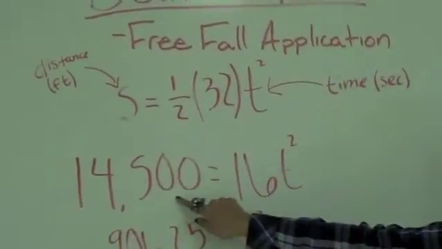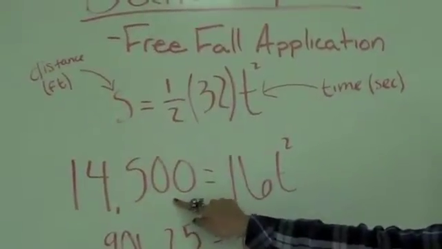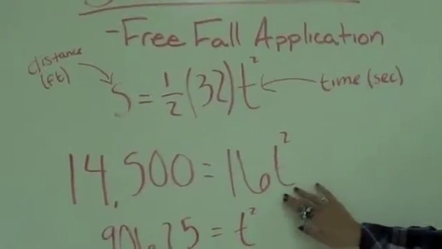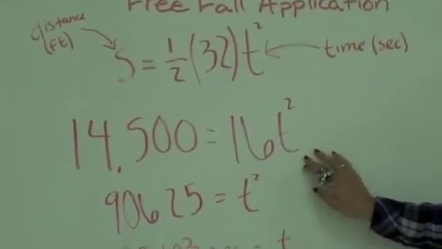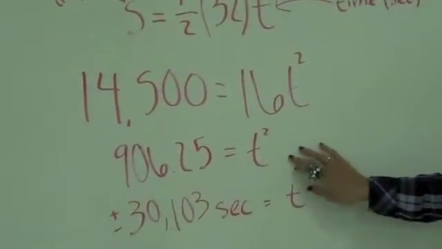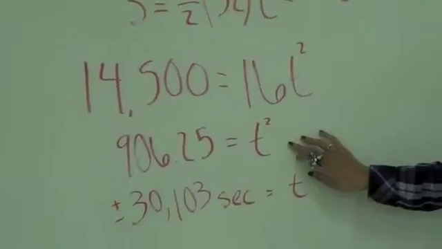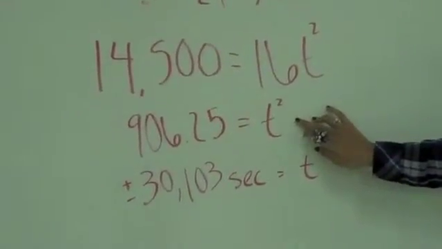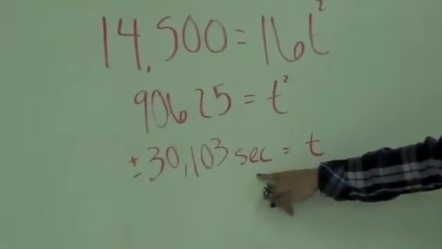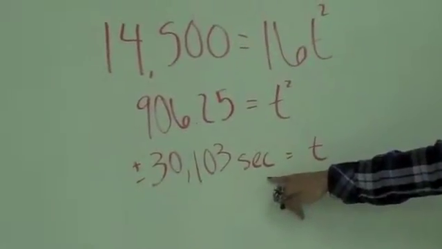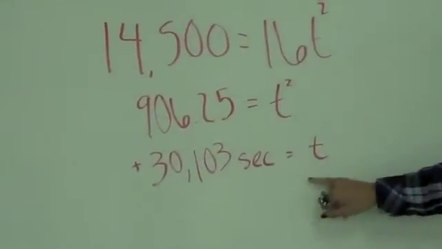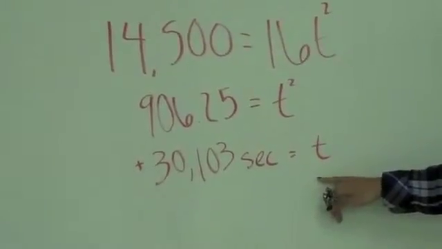Here, you plug in 14,500 because that's the distance she fell, and then you take 1/2 of 32, which is 16t squared. Then you divide by 16, and you get 906.25 equals t squared. And then you take the square root of each side, getting plus or minus 30.103 seconds. However, you can't have a negative time, so it would be positive 30.103 seconds.